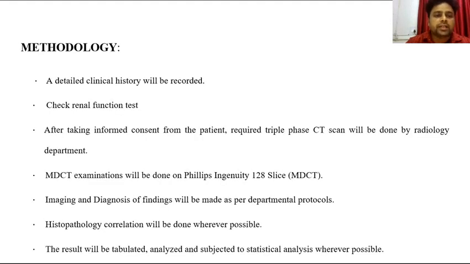Methodology. A detailed clinical history will be recorded. Check renal function test. After taking informed consent from the patient, the required triple phase CT scan will be done by the radiology department. MDCT examination will be done on Philips Ingenuity 128 slice. Imaging and diagnosis findings will be made as per department protocol. Histopathology collection will be done wherever possible. The results will be tabulated, analyzed, and subjected to statistical analysis wherever possible.